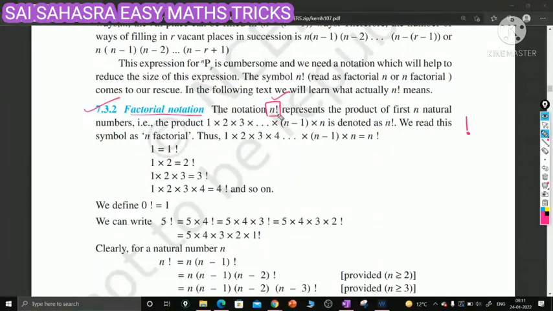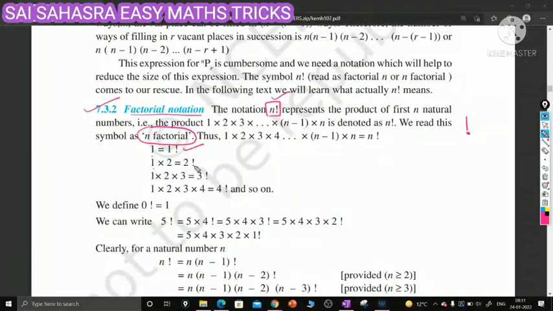n factorial represents the product of the first n natural numbers, that is, the product 1 into 2 into 3, and so on, into n minus 1 into n, is denoted as n factorial. In fact, we read this symbol as n factorial. So 1 into 2 into 3 into 4 and so on into n minus 1 into n is called n factorial.